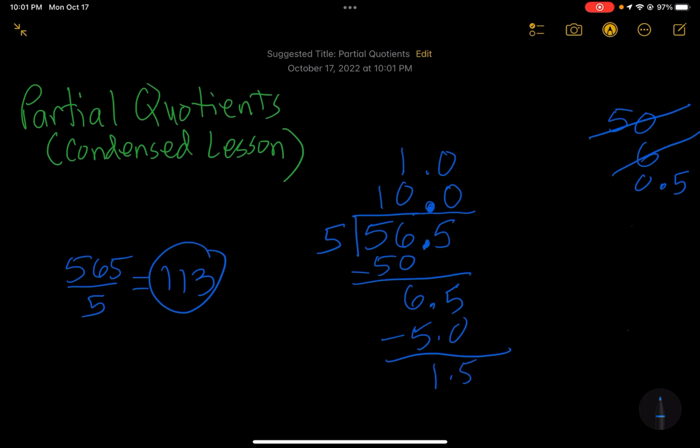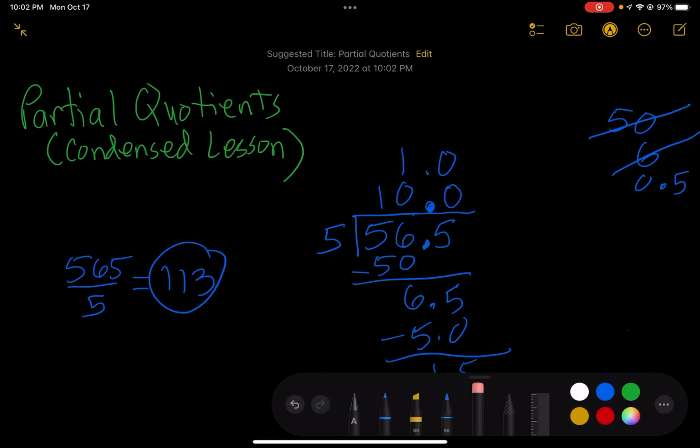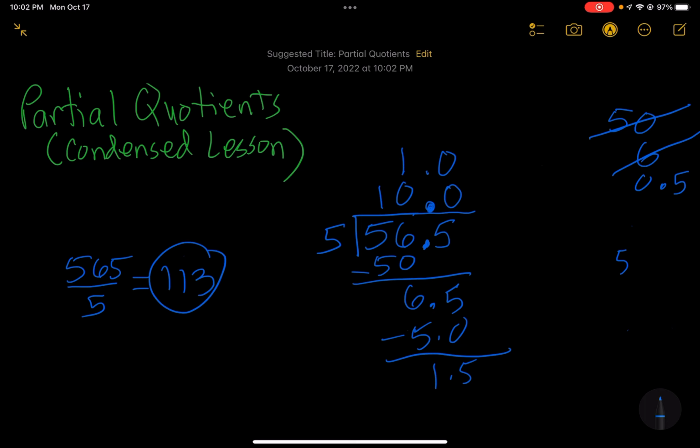Uh-oh. So now what happens here? How many times can 5 go into 1.5? Well, it actually can't go in even one time. So we're obviously not going to put our answer here in the 1 spot because it's not even 1. But what is it? Well, if this was 5 going into 15, we would have said 3. And there's a decimal point here.